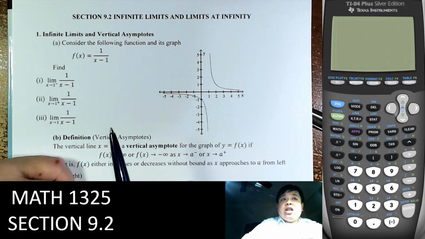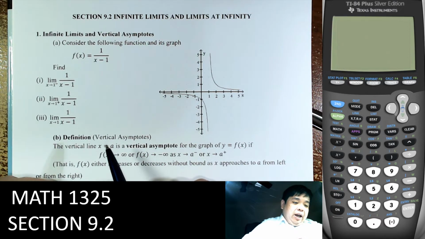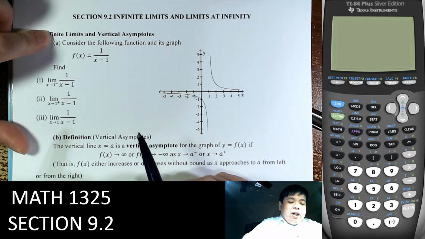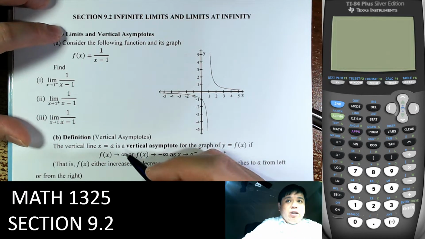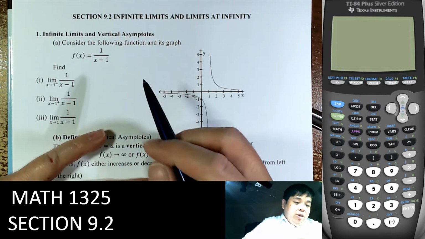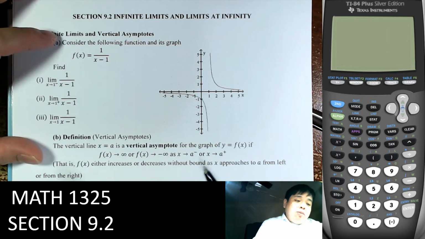So clearly in this section we have two parts. The first one is infinite limits and the second one is limits at infinity. Infinite limits is where the limit equals infinity or negative infinity, and we will have the vertical asymptote to go with that. First, let's look at the first example.